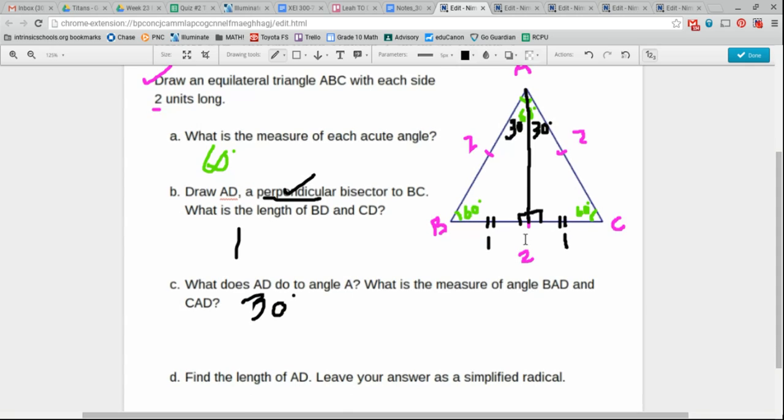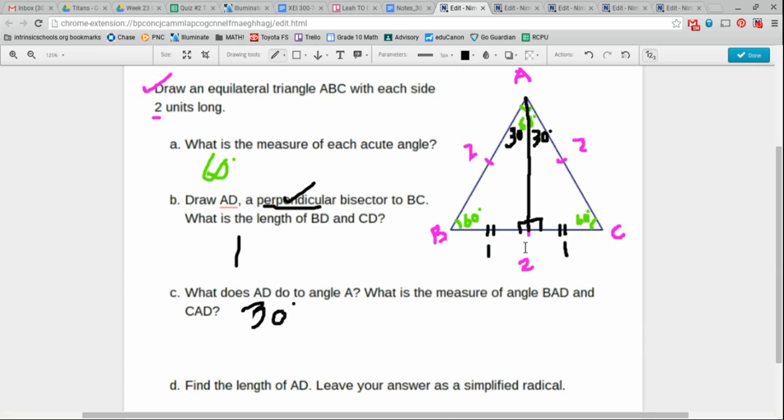The last part is asking us to find the length of AD. And it says to leave your answer as a simplified radical. So I'm going to look at the left here, and I see I have a triangle A, B, and then this right here, I didn't label my D right here. So I can find this missing side AD by using the Pythagorean theorem.